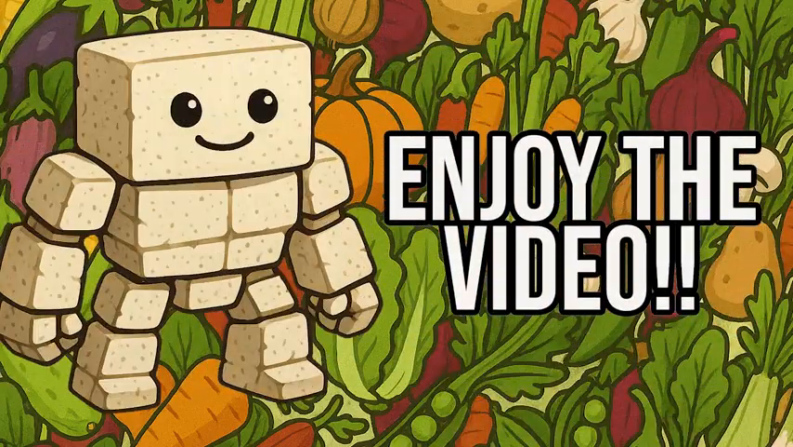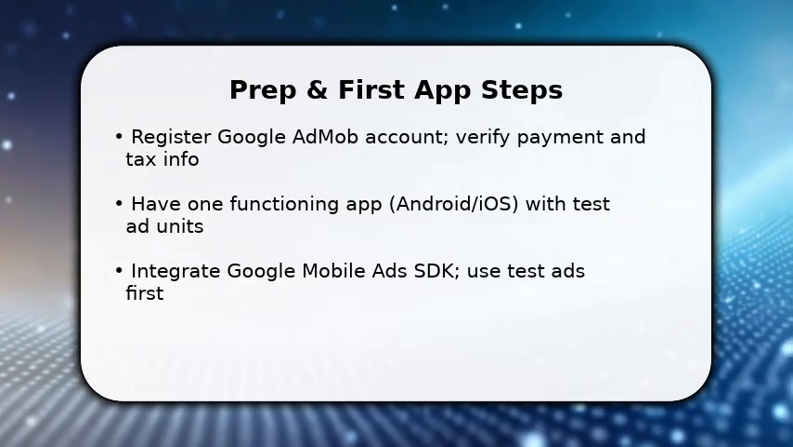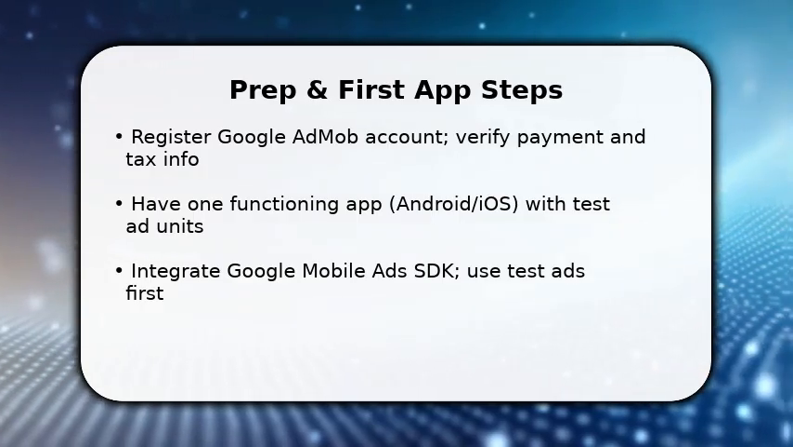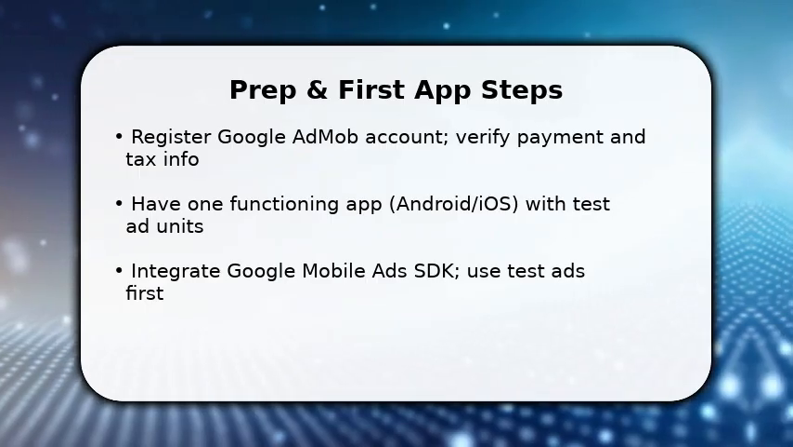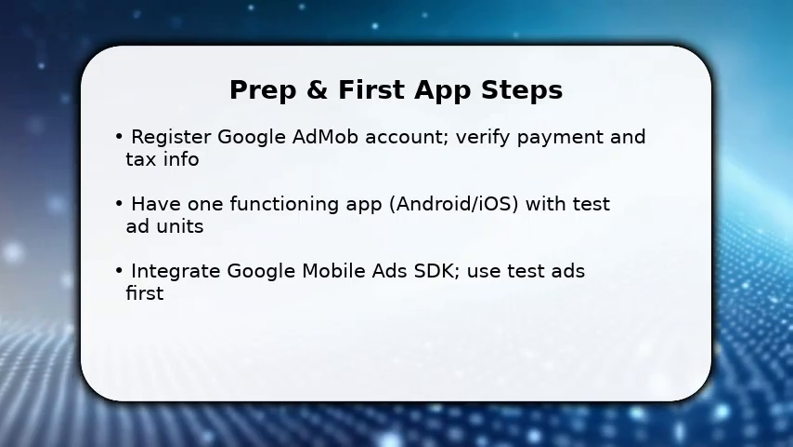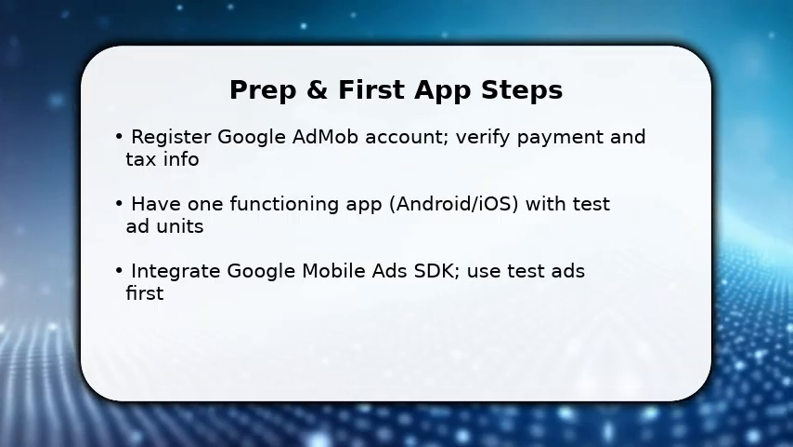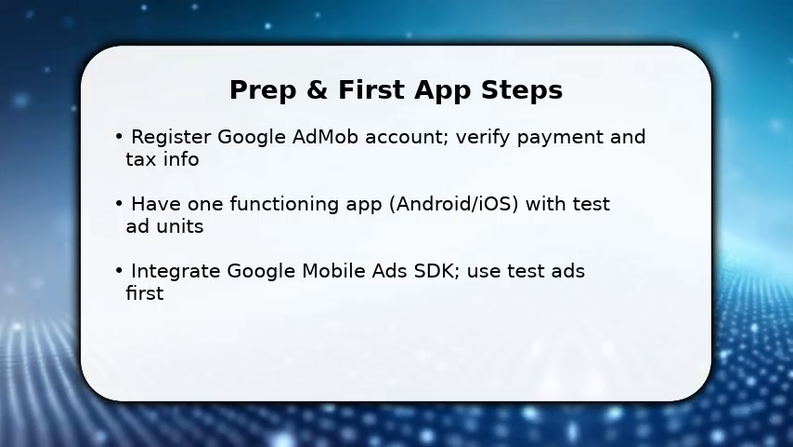Please enjoy the video. You start by preparing both accounts and an app you control. First, register for AdMob and complete payment and tax verification so earnings can flow. Once that's done, open the app project and add the Google Mobile Ads SDK. Make sure to implement test ad units to avoid policy violations.